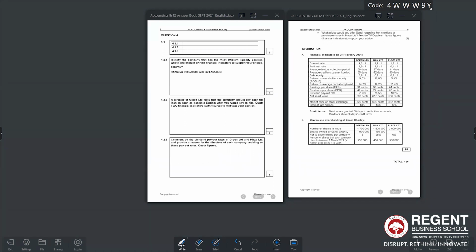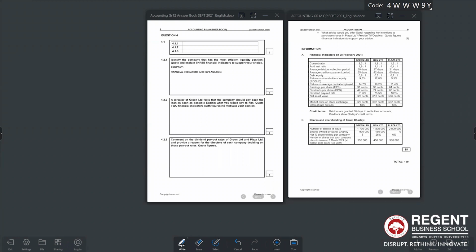Okay, let's look at the next question, for 6 marks also. A director of Green Limited feels that the company should pay back the loan as soon as possible. Explain what you would say to him. Quote 2 financial indicators with figures to motivate your opinion.